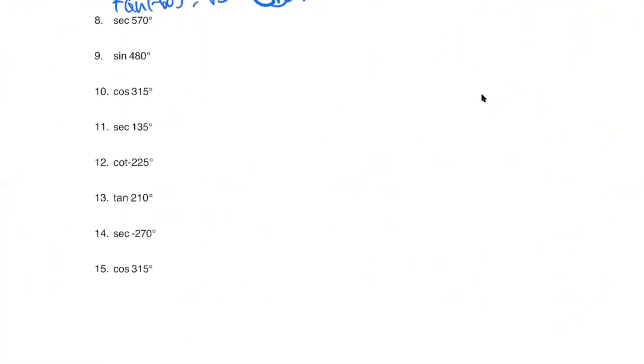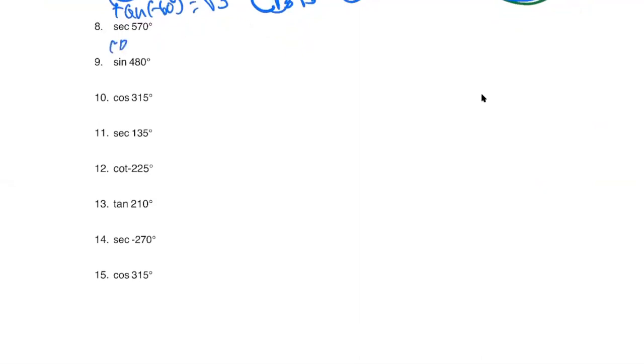Secant of 570. So I'll find the cosine of 570. And you won't always have to do all this work. You'll get faster at it. But just let it happen. I'll look up cosine of 570, and then I'm going to flip it over. So reciprocal.